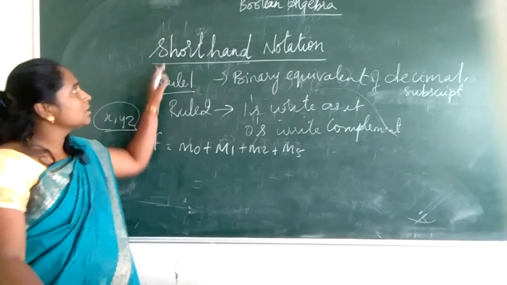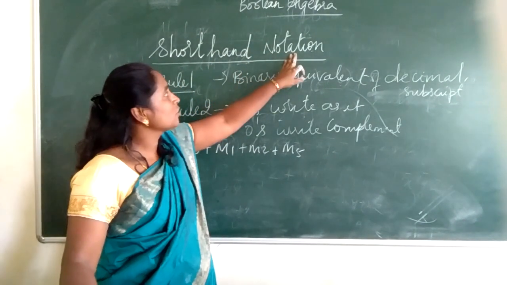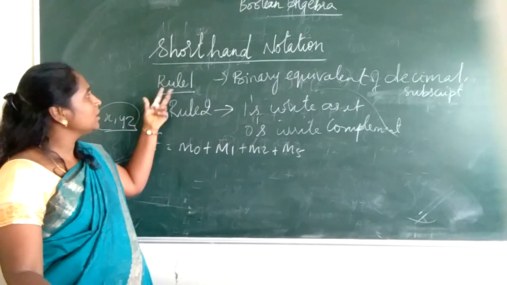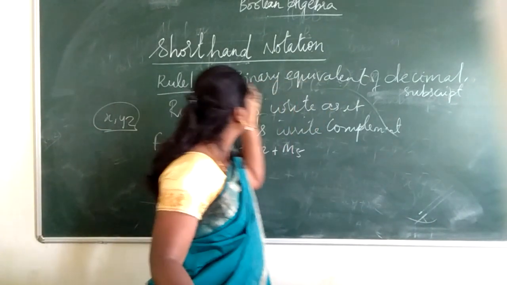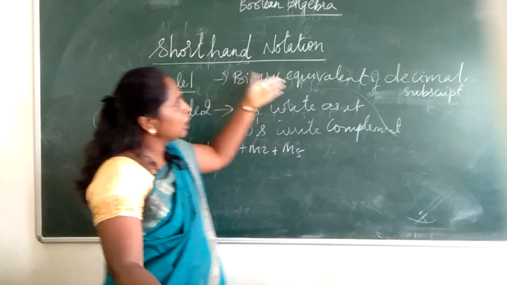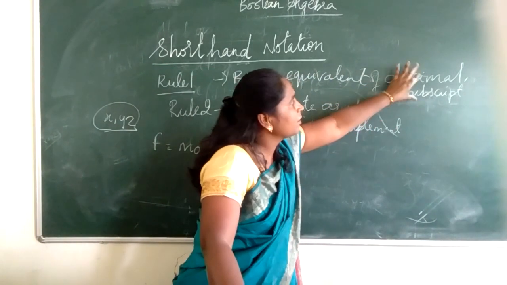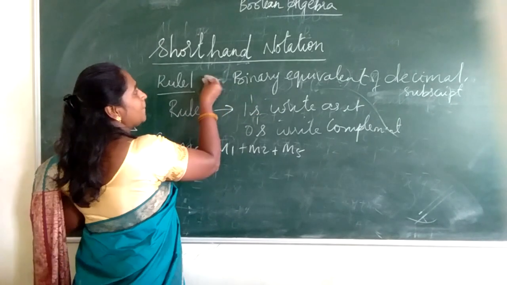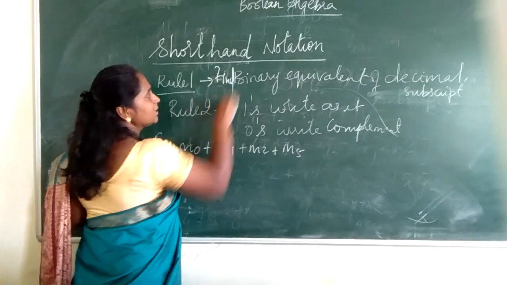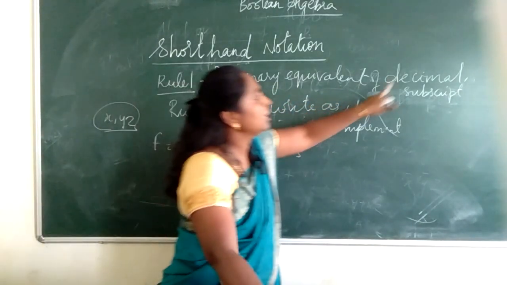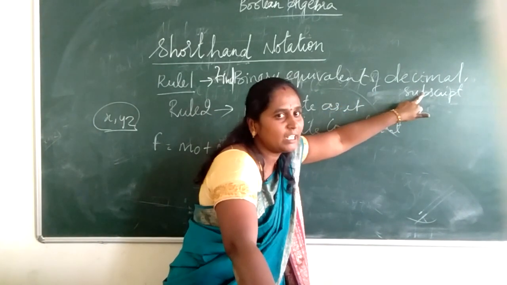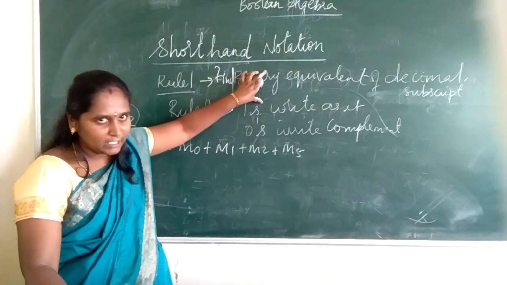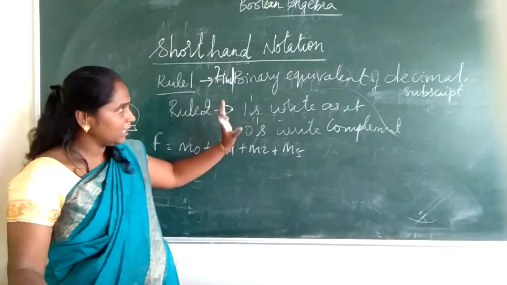The next topic is the shorthand notation of SOP. So what are the rules used in a shorthand notation? First rule is binary equivalent. Find out the binary equivalent of the decimal subscript. They give the decimal subscript, and you have to find the binary equivalent. What it means is, find the binary equivalent of the decimal subscript, the decimal number 0 to 9. For that you are going to find the binary equivalent, that is zeros and ones. For a given decimal you find the binary equivalent.